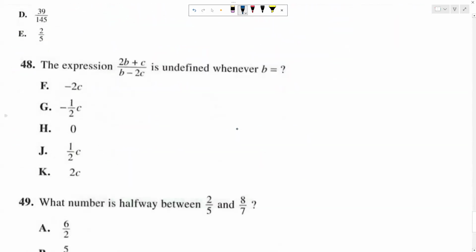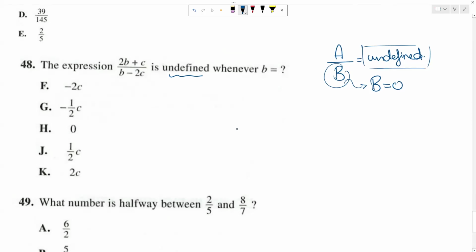Let's check 48. They're saying this expression is undefined when? A very important thing to know, in any fraction whatsoever, the answer will be undefined in one case only, when b is equal to 0. Only if the denominator is equal to 0, then the answer of the whole fraction is undefined. So they're asking you, when would this be undefined? If the b minus 2c, which is the denominator, became equal to 0. They want to know what would be the value of b. So if I need to find b, I should move the things around the b to the other side of the equal sign, which will give me b equals 2c. And that's K.